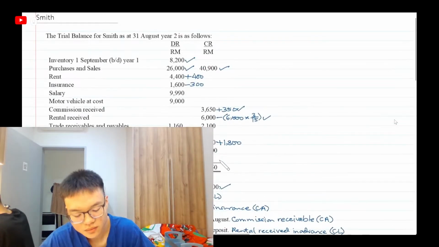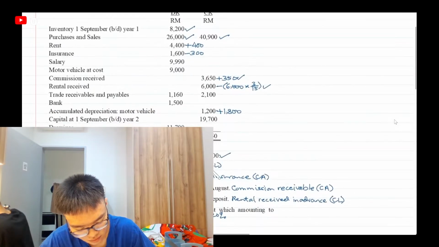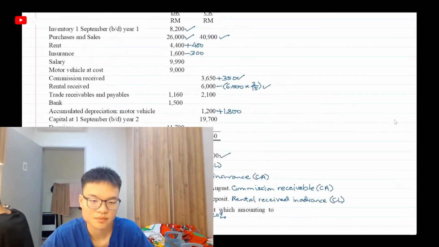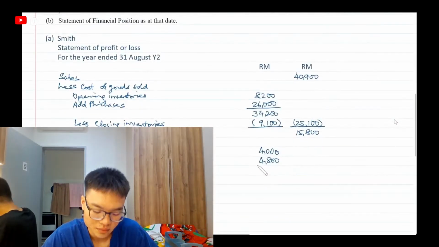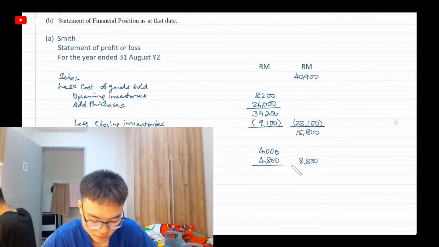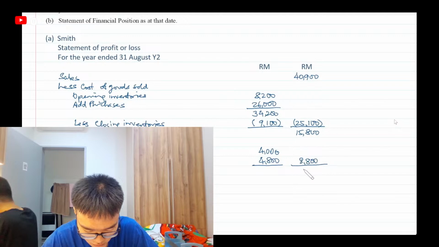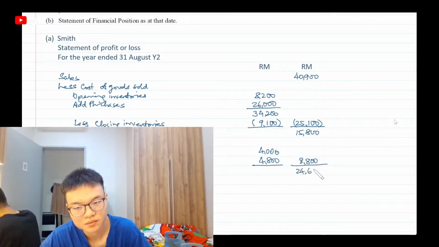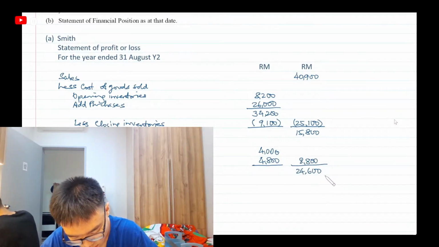I go down here, there's no more revenue. Now don't forget, you also have to look at the additional information here. No other revenue, but there's another expense here. So that's all the other revenue I have. Sum them up, you get 8,800 ringgit. Add it to your gross profit, gives us 24,600 ringgit total income.